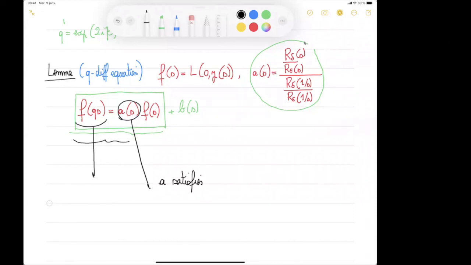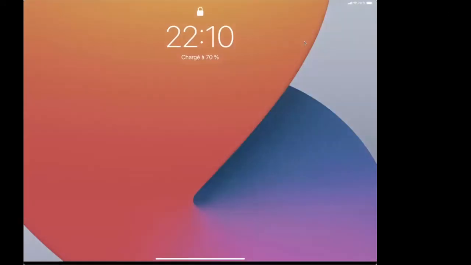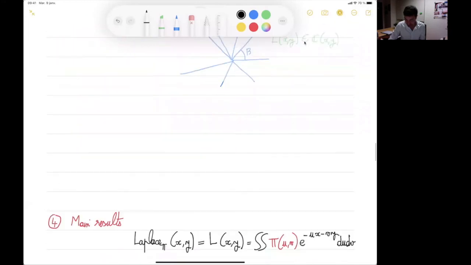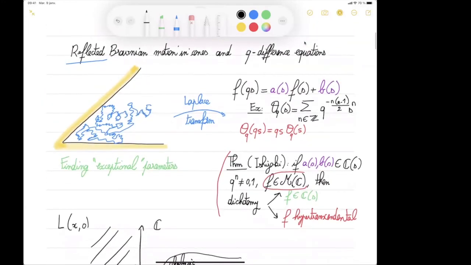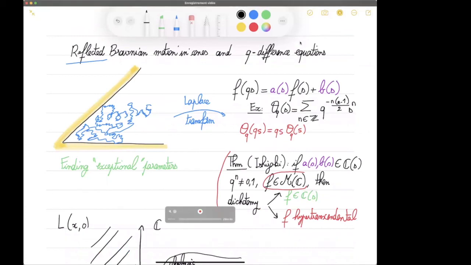Sorry, and how is the theorem you formulated on the first slide connected with the result? How? You mean this Ishizaki theorem? The first one, yes, how is this connected with your result?